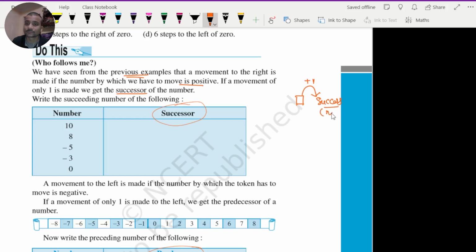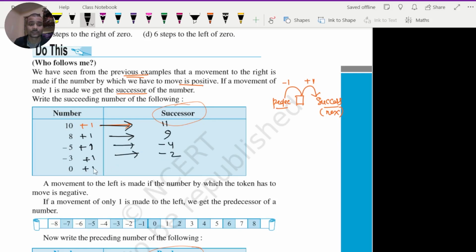That means next. After, if you subtract it, it becomes the predecessor. What says successor? You will have to write here successor. Successor means you just add plus one, that will be 11. You can just add one here, it becomes 9. If you add one here, it becomes -4. If you add plus 1, it becomes -2. If you plus 1 here, it becomes 1. This is our example.